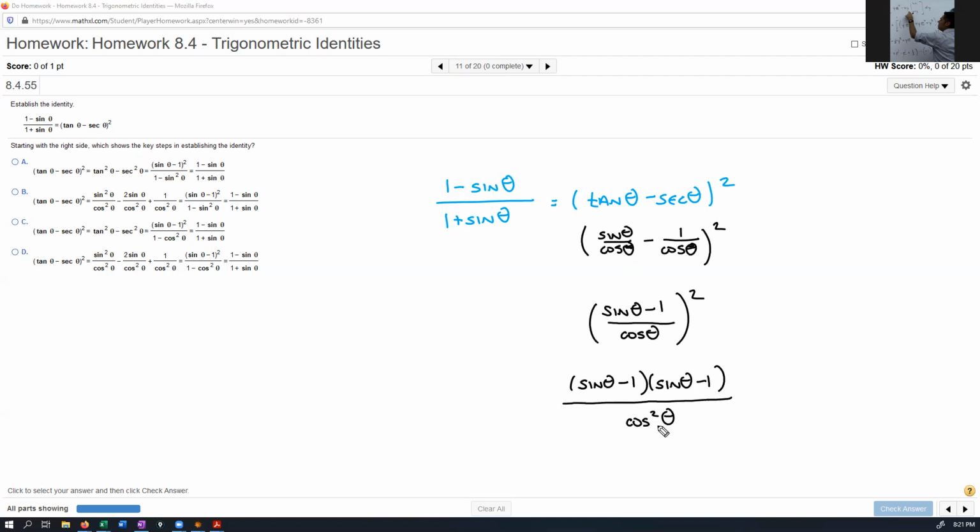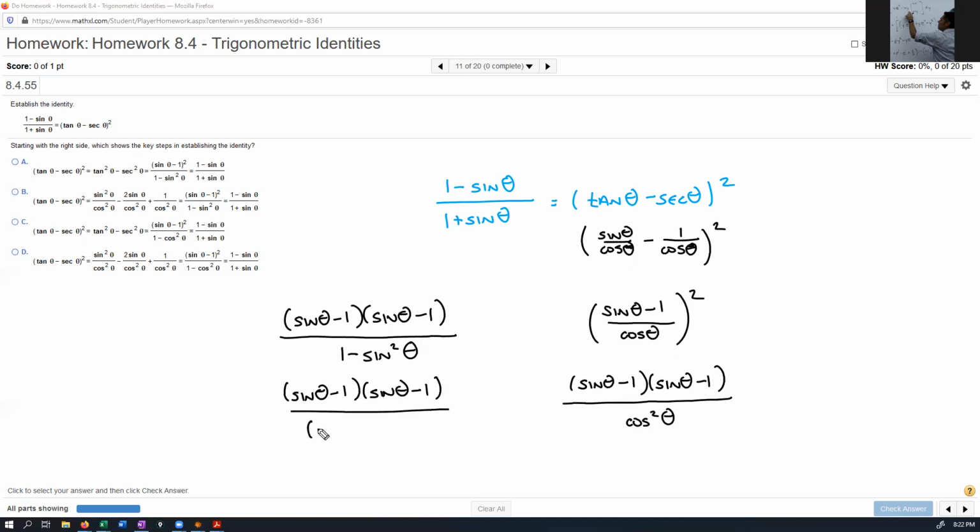Now, before I do anything else, I'm going to rewrite the bottom. There's the top. And rewrite the bottom as 1 minus sine squared theta, because that's the Pythagorean identity. And then I'm going to rewrite the bottom as a difference of squares. Yeah. Because if I rewrite the bottom as a difference of squares, I get 1 plus sine theta, 1 minus sine theta.